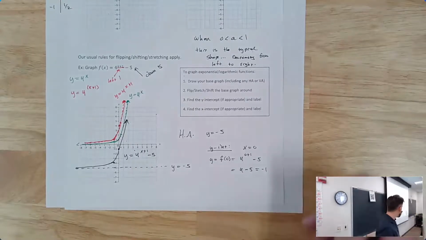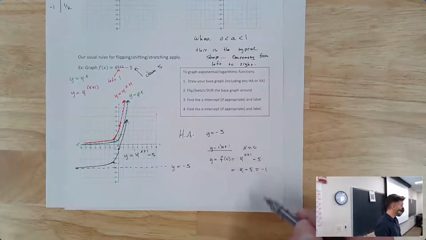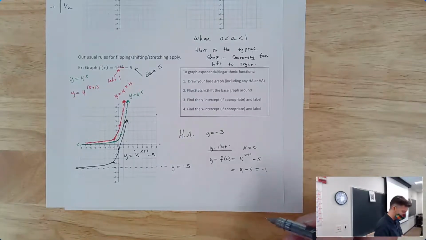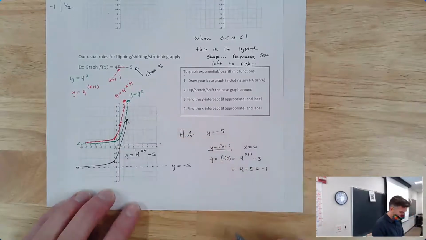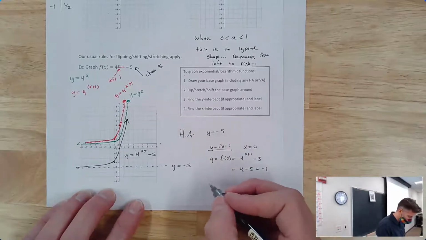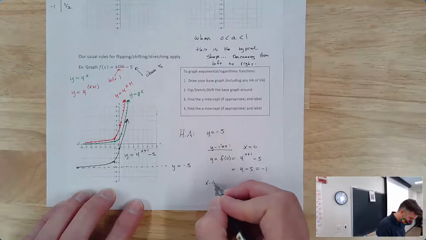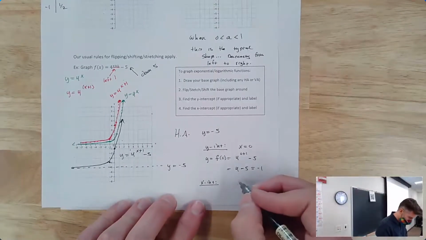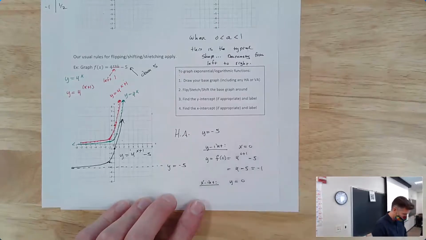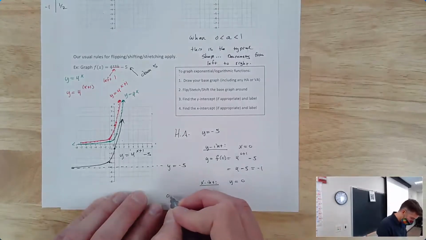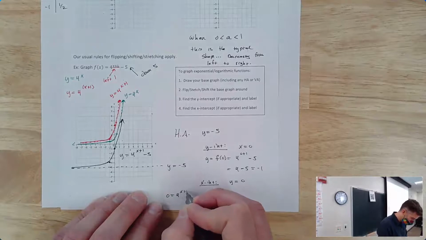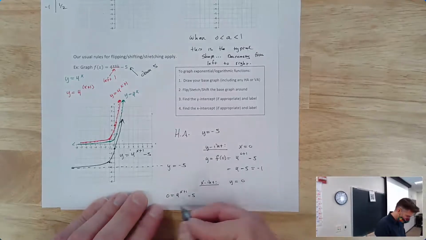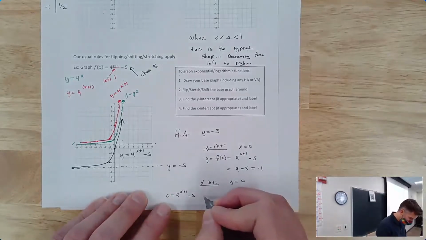And in fact, if I had been smart about this, I probably would have done this before I graphed it. I'd be like, where's the y-intercept going to be? Oh, it's going to be at negative 1. And the x-intercept is going to be probably not as nice. To find the x-intercept, we set y equal to 0. If I set 0 equal to 4 to the x plus 1 minus 5, we're going to add 5 to both sides.